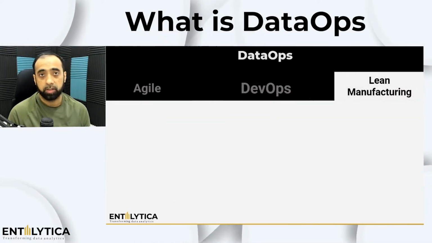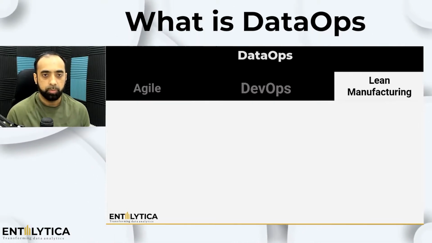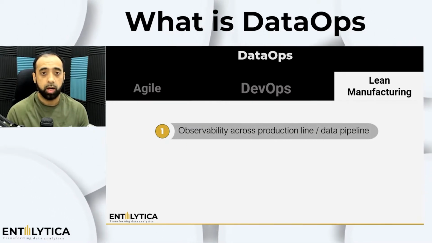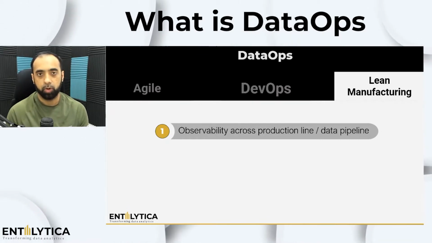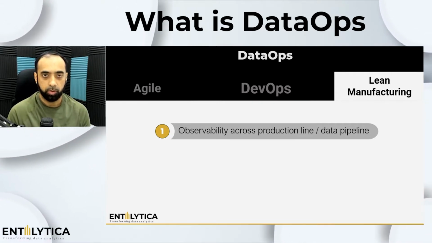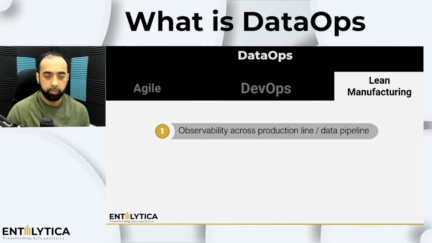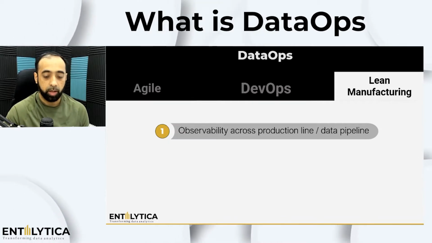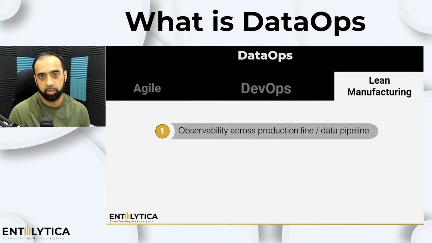Finally, lean manufacturing. The topic is quite wide, but what is relevant to DataOps and data analytics is the ability to have observability built into the data pipeline, or in lean manufacturing on the assembly line, and for analytics on the data pipeline. So as data flows through your data pipeline in your prod environment, having an insight into the health of your data across the pipeline is extremely valuable.